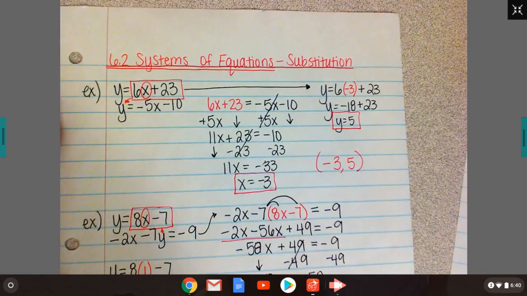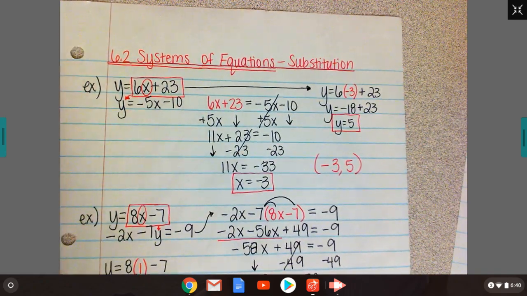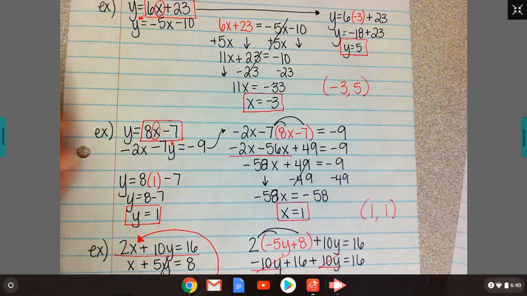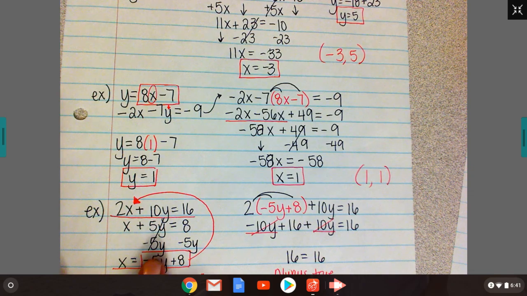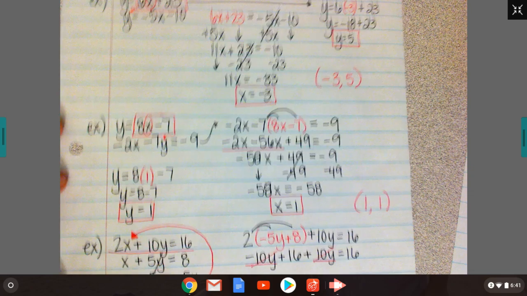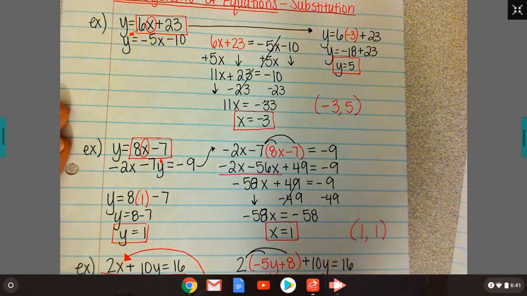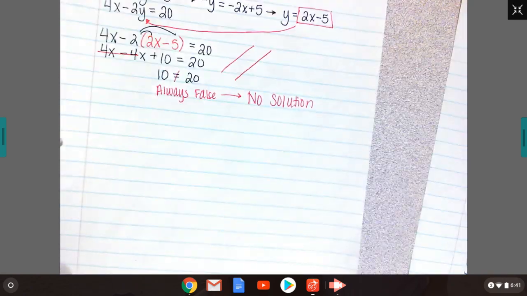Where, starting off, we had both of them solved for y, and we were able to set them equal to each other. If they're not, then you have to get one of them solved for y and plug it in, which we did some work on in the last two as well. And we had examples where there was one solution that we could name, where there were infinitely many solutions, and as well where there was no solution. So we've got a little bit of everything here.